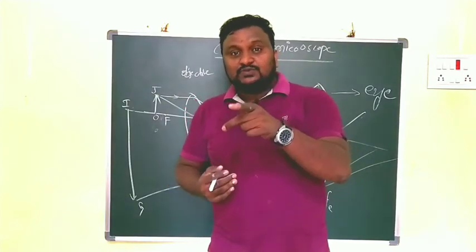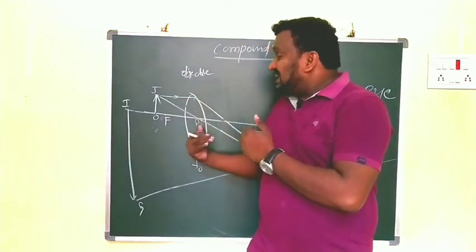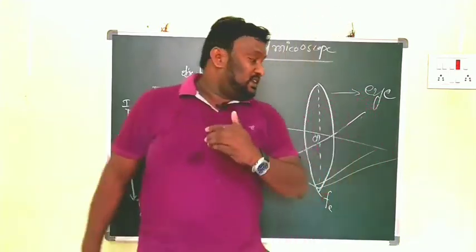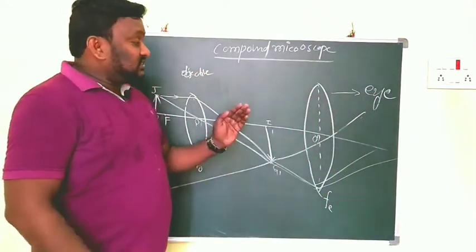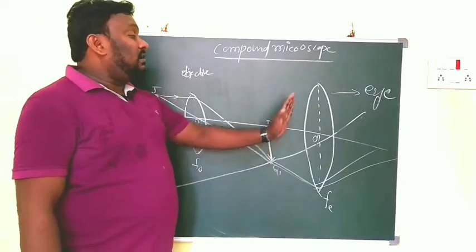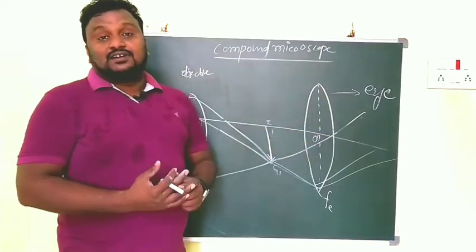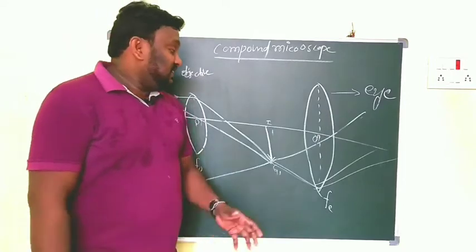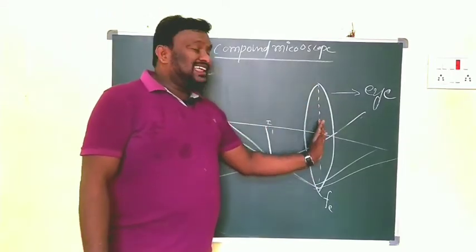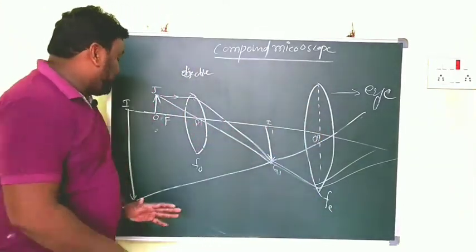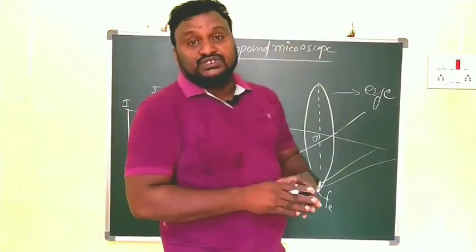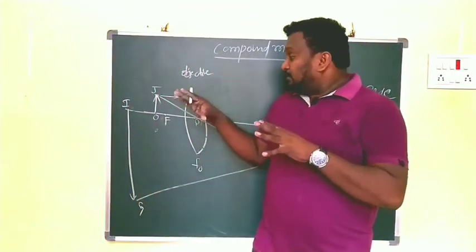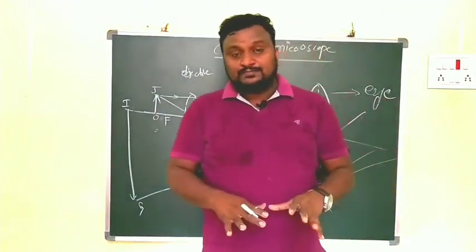And the second thing is what? The objective lens forms the image I1Z1. That acts as the object for the eye lens. That's why this eye lens forms the final image again. What is it? IZ. Clear children? So in this way the compound microscope acts.